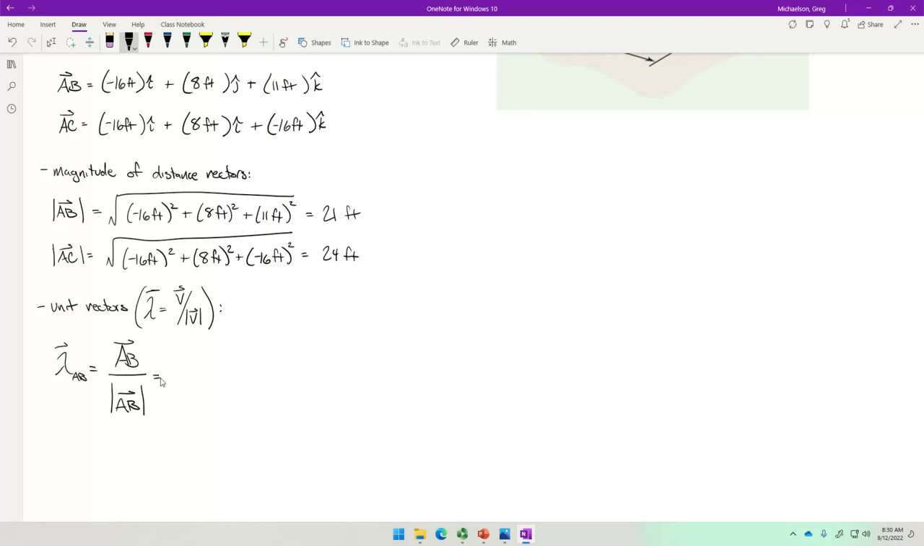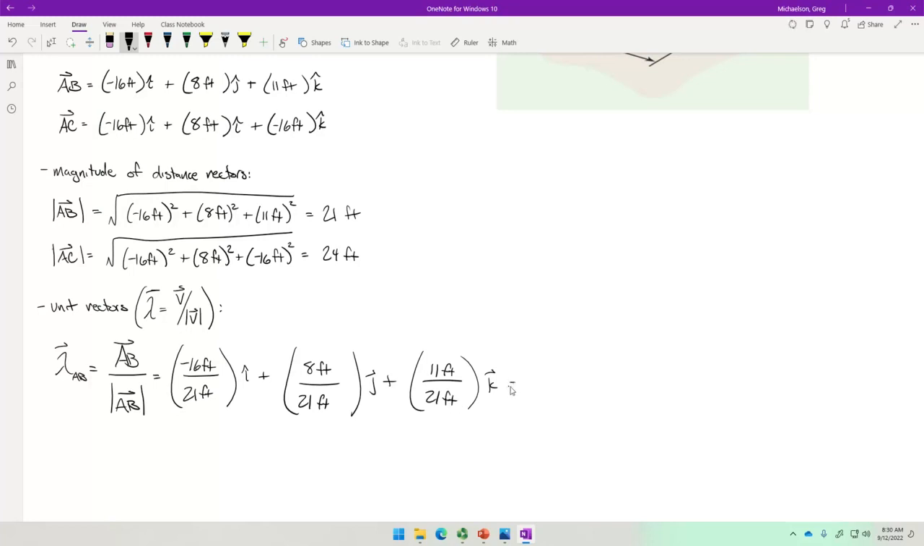Okay. So what we're going to have here is each of these components. It's a vector, so we're going to have i plus j plus k, each of those multiplied by some component. Only now it's going to be a fraction, okay? And so what were the components? They were negative 16 feet, 8 feet, and 11 feet. But the bottom is going to be 21 feet, 21 feet, 21 feet. Okay? Now, for me, I'm going to leave this in fractional form because I think that's easier.